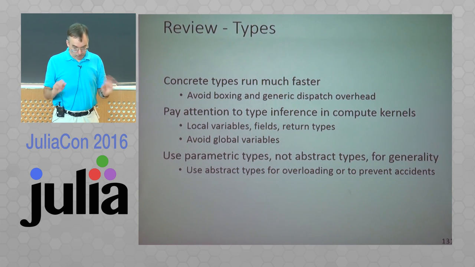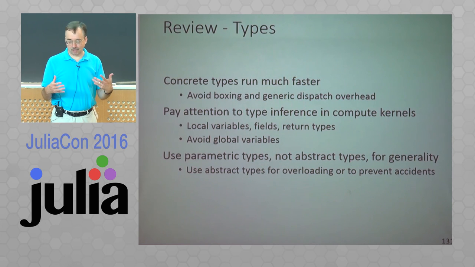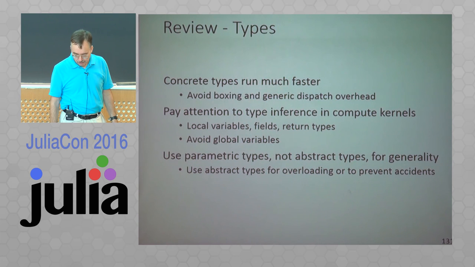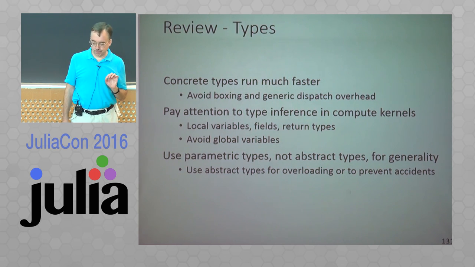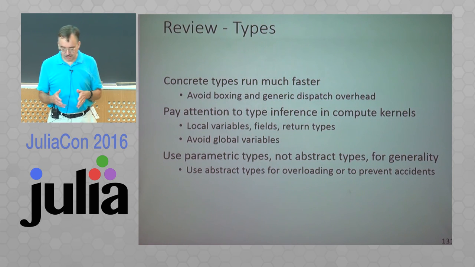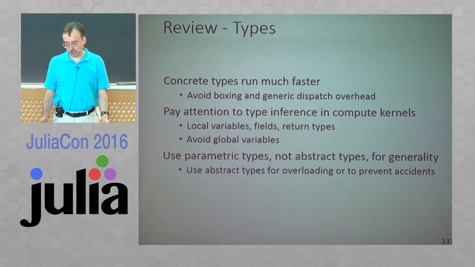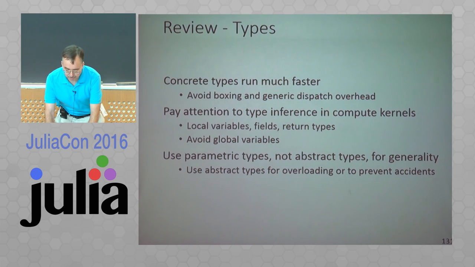In code where the time is spent, avoid referencing global variables. Pull them into locals and then call an auxiliary routine if you can. Okay. Parametric types often work better than abstract types for generality. Like the example of the coordinate, the x, y, and r. Parameterize the type with a type T that's a parameter to the type, instead of saying x, y, and r are, say, Real, which is an abstract type.